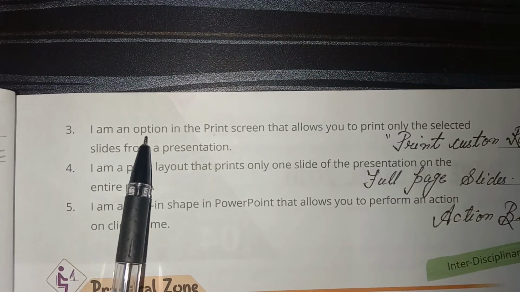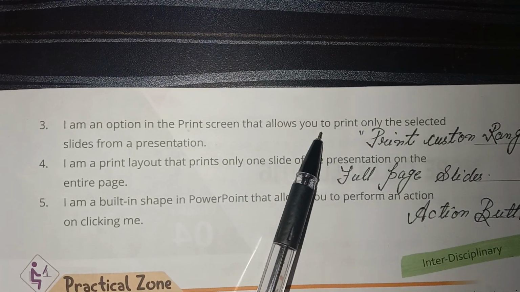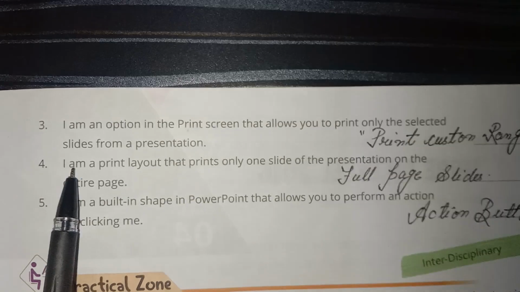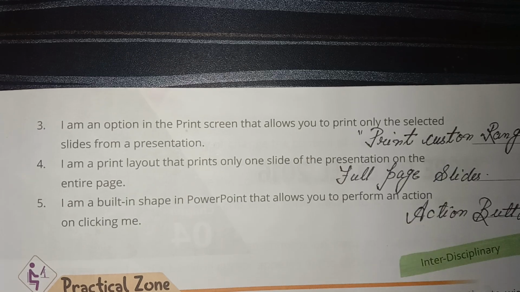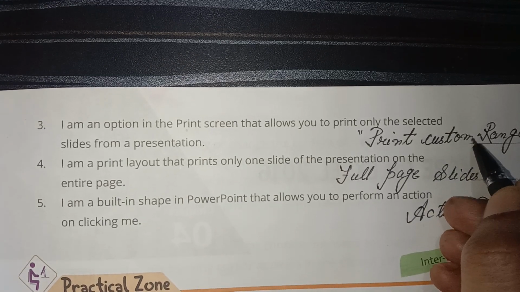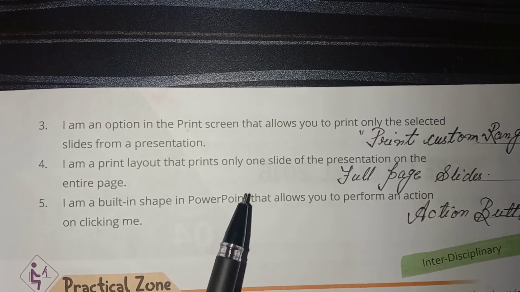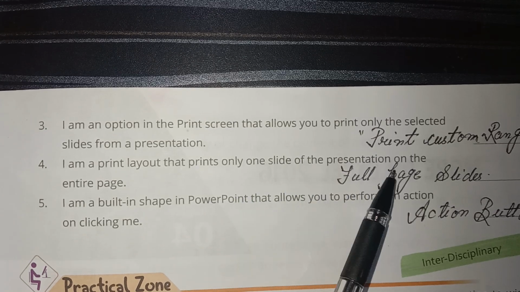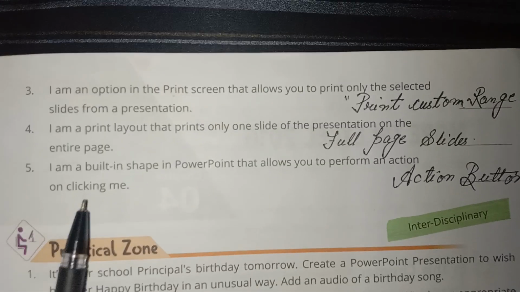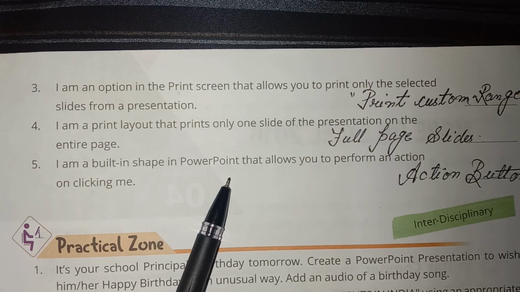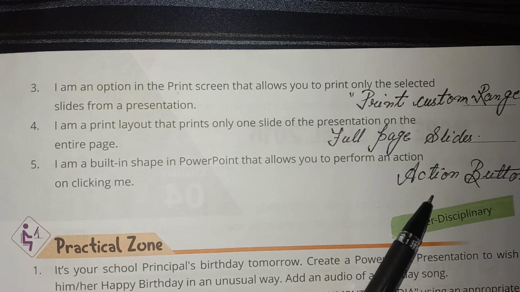Third, I am an option in the print screen that allows you to print only the selected slide from a presentation. Answer: print custom range. Fourth, I am a print layout that prints only one slide of the presentation on the entire page. Answer: full page slides. Fifth, I am a built-in shape in PowerPoint that allows you to perform an action on clicking me. Answer: action button.